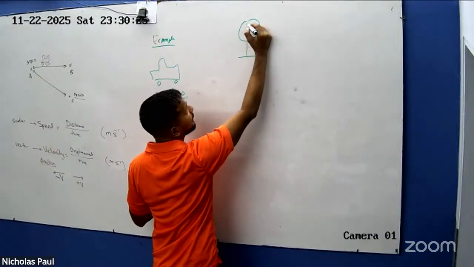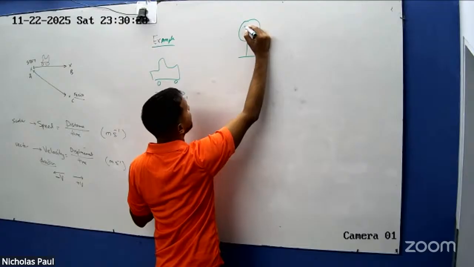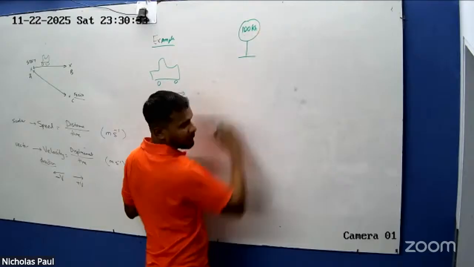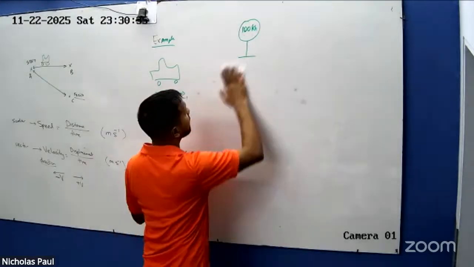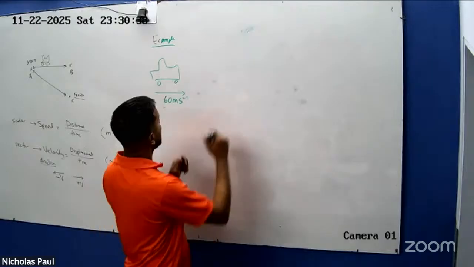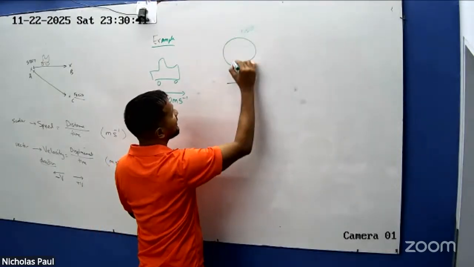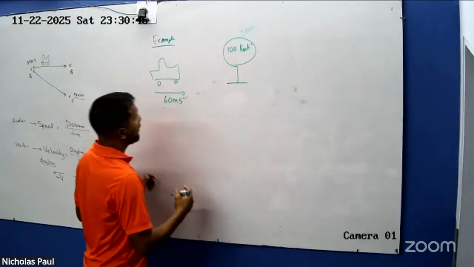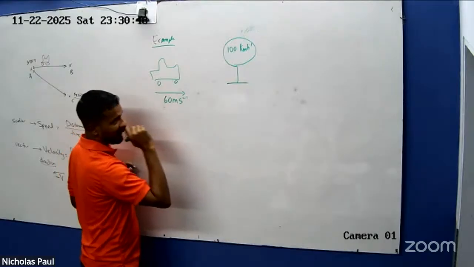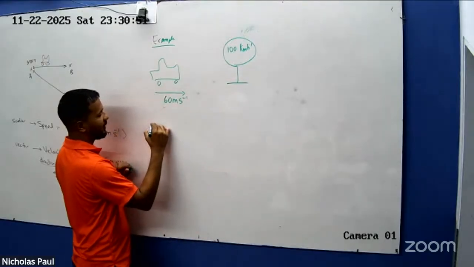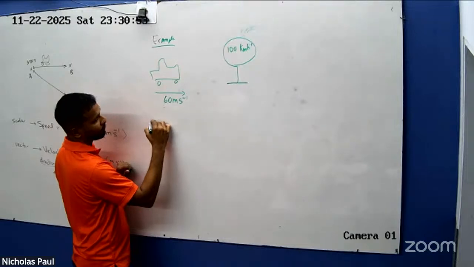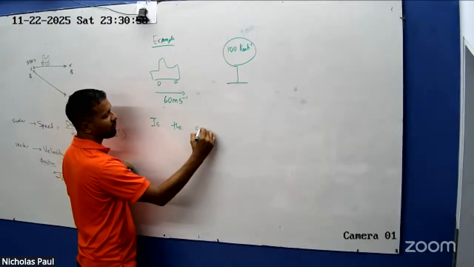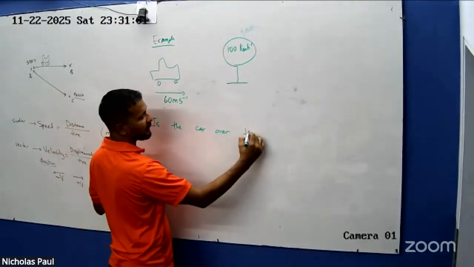Speed limit. And the speed limit is 100 kilometers per hour. So the car is moving that way, and you have a little police on this side. Is the car over the speed limit?